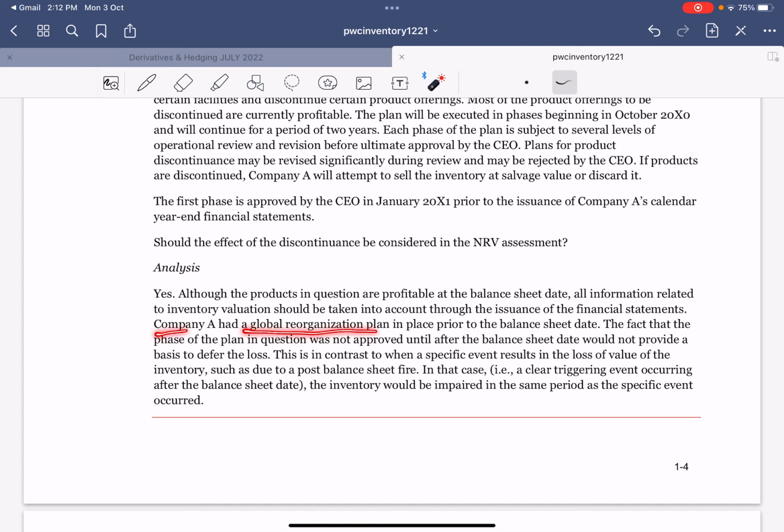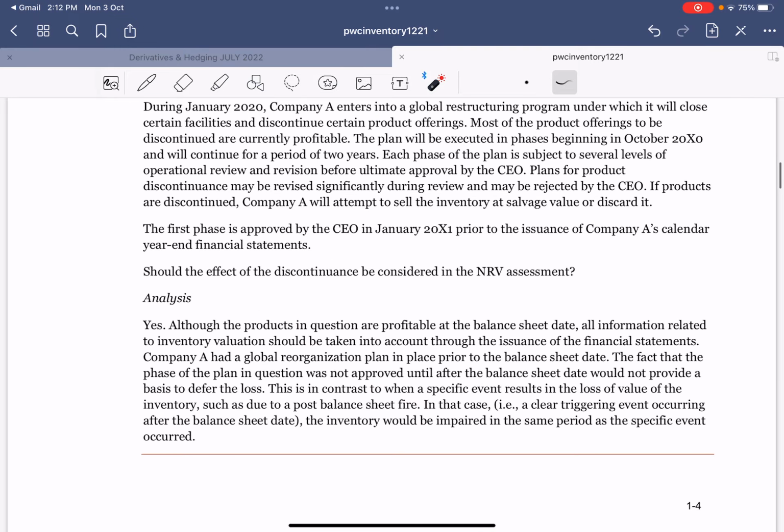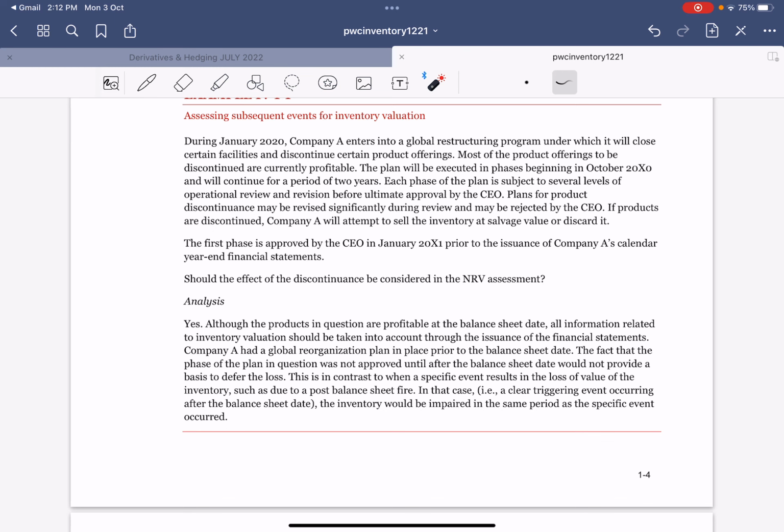Company A had a global reorganization plan in place prior to the balance sheet date. The fact that the phase of the plan in question was not approved until after the balance sheet date would not provide a basis to defer the loss. This is in contrast to when a specific event results in a loss, such as a post balance sheet fire. In that case, a clear triggering event occurring after the balance sheet date would be recognized in the same period as the event occurred. So we have to consider its NRV.